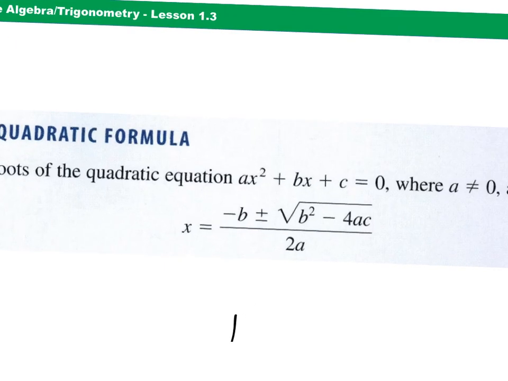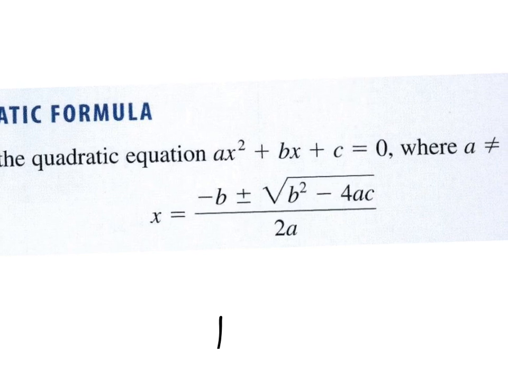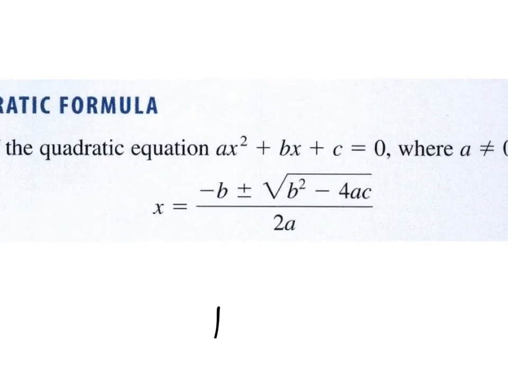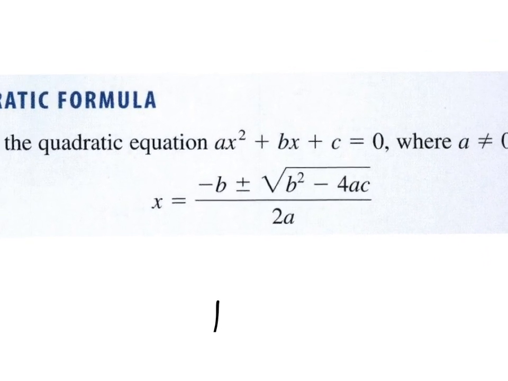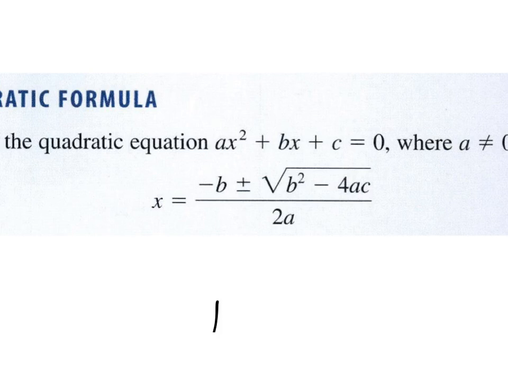Here is the quadratic formula. Most of you know a song that goes along with it. If you YouTube, there's a million different songs to help you remember, but it's negative b plus or minus the square root of b squared minus 4ac over 2a. Where do we get the a, the b, and the c from?